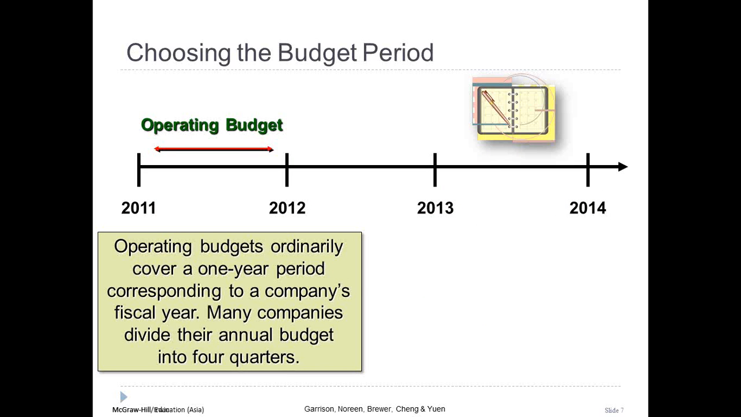Operating budgets ordinarily cover a one-year period corresponding to a company's fiscal year. Many companies divide their annual budget into 4 quarters, and we focus on one-year operating budgets. A continuous or a perpetual budget is a 12-month budget that rolls forward 1 month or quarter as the current month or quarter is completed. This approach keeps managers focused on the future at least 1 year ahead.